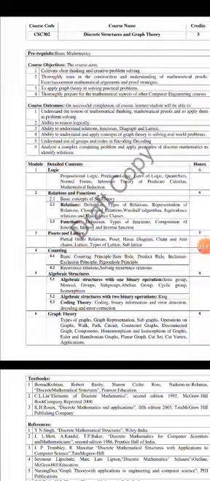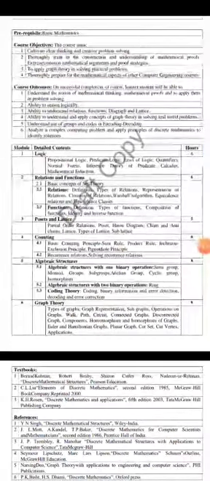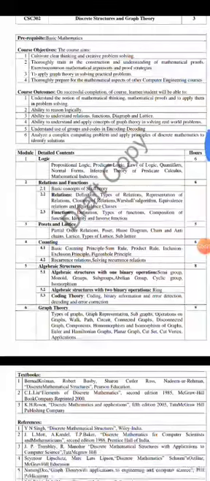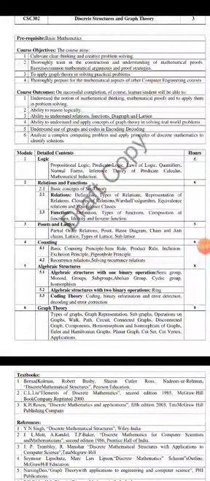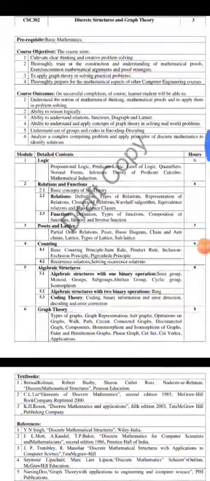As far as the detailed syllabus is concerned, throughout the syllabus of this particular subject we have to cover a total of 6 modules. The first module is logic, then relation and function, then poset and lattice, then counting, then algebraic structure, and finally graph theory.